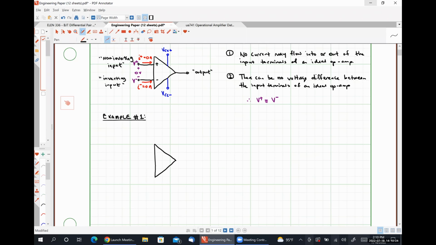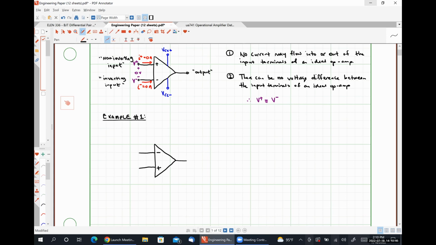Here we have our op amp. I'm going to flip things over here. I'm going to put the inverting input terminal on top, and the non-inverting input terminal on bottom. And here is my output. And now we're going to make some connections.